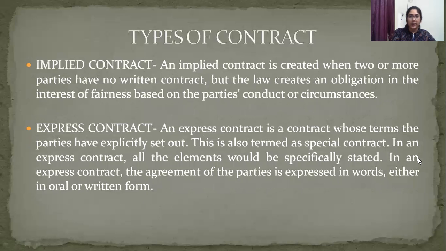So let's just go ahead. Implied contract. Now, this comes to the second part of the types of contract.